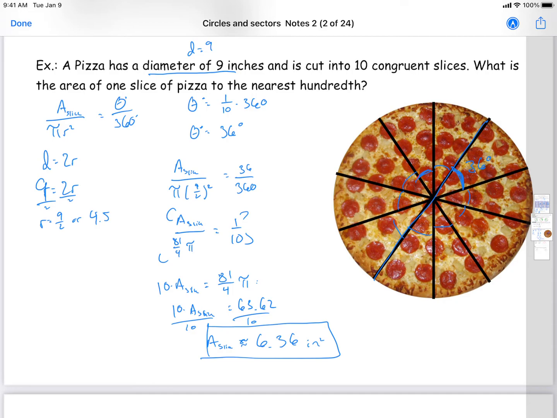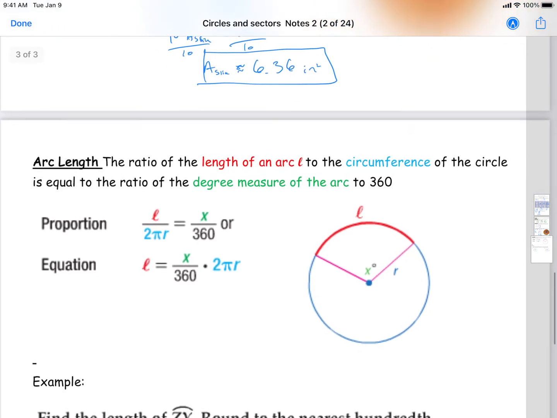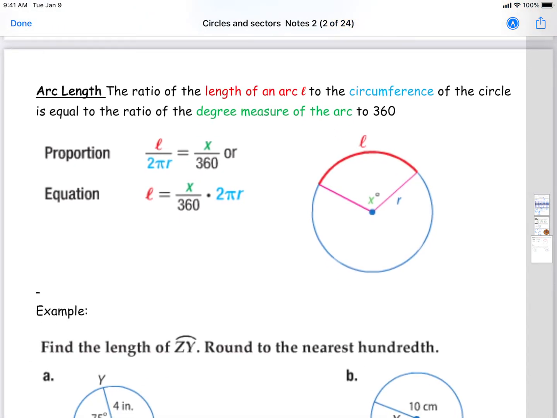Makes sense? So that's how to find the area of a sector. What happens if I want to find the length of a sector? Given the exact same idea, except now, instead of working with area, we're working with circumference, the exact same thing is going to hold true.